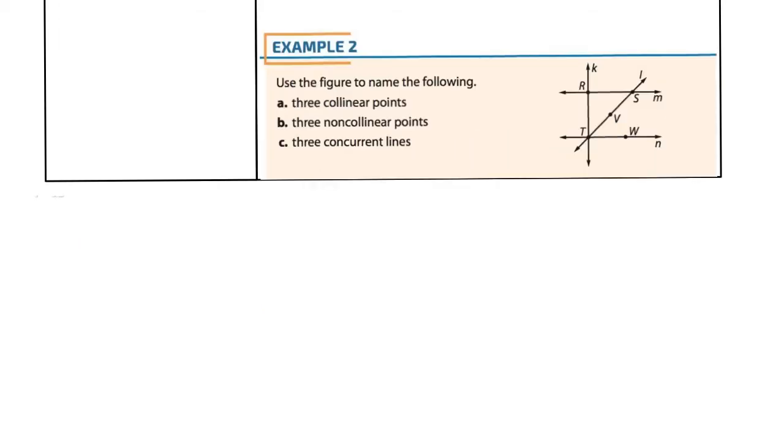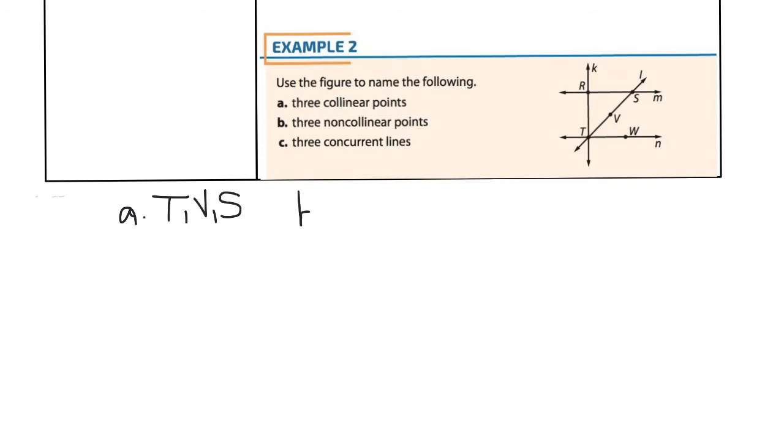So let's look at example 2. Use the figure to name the following 3 collinear points. So we just need 3 points on the same line. So you can pick what you'd like. I'll pick T, V, and S. Those are 3 collinear points. I could have also done, nope, that's it. That's it on that one, unless I draw another line.